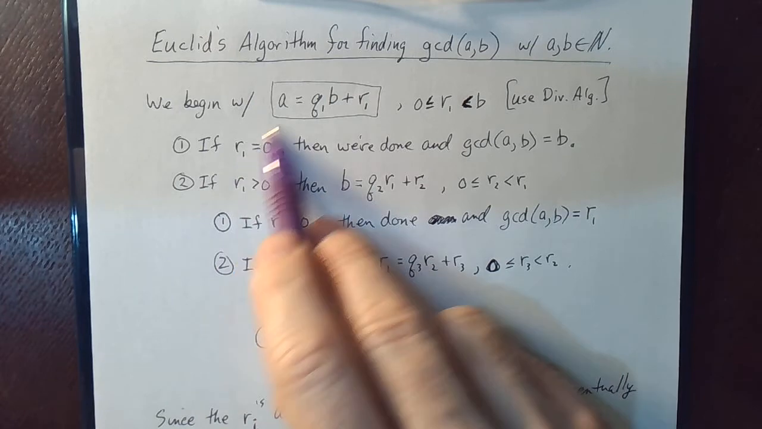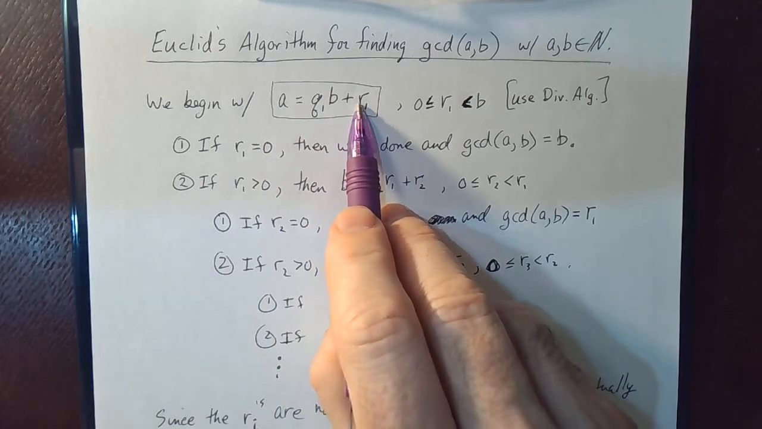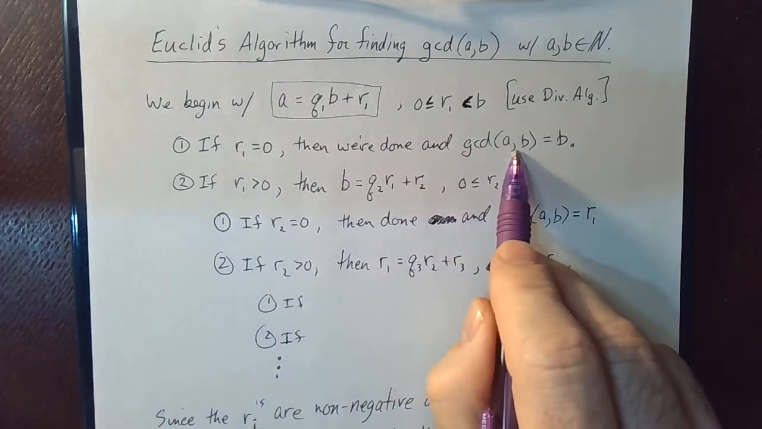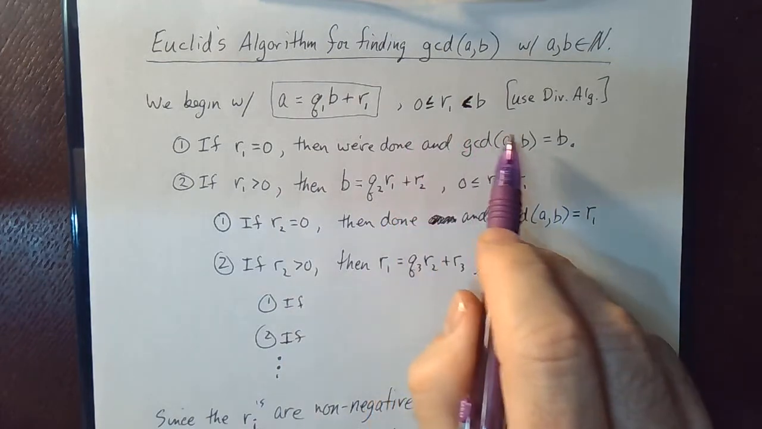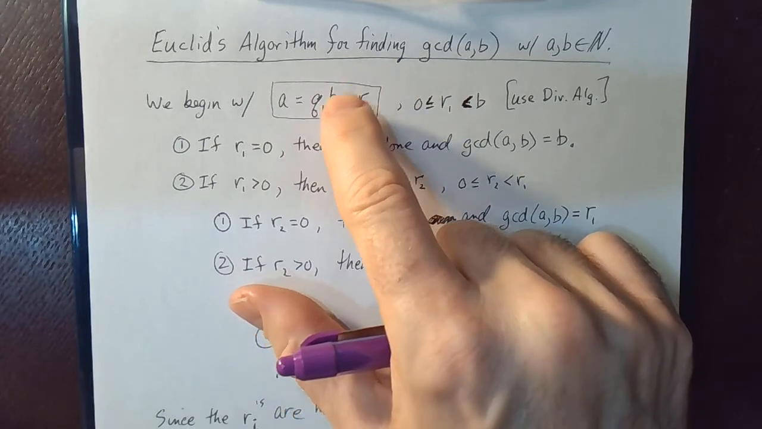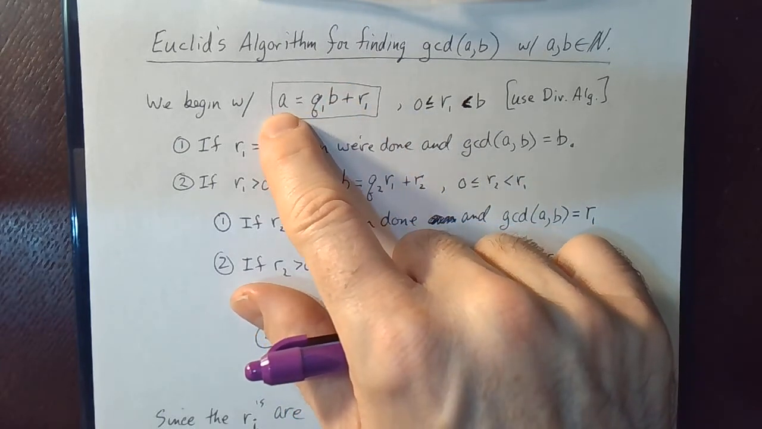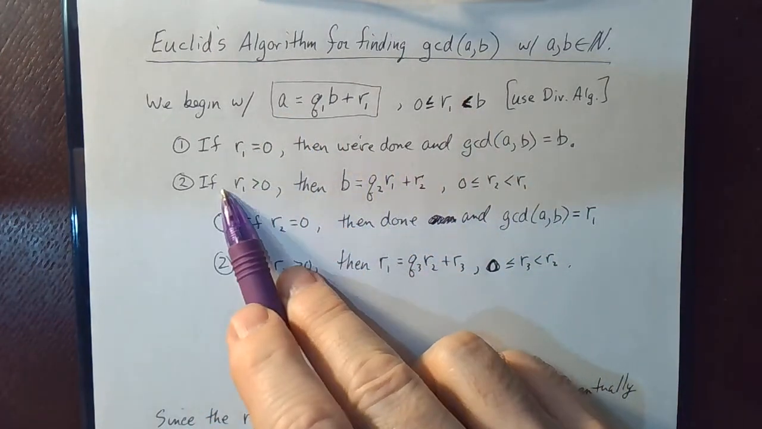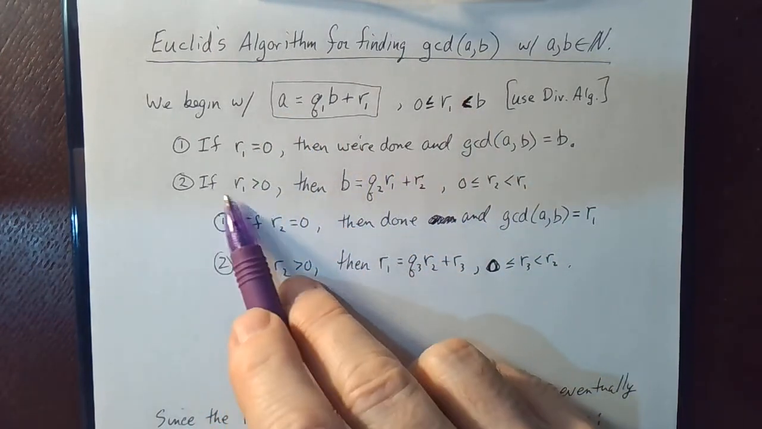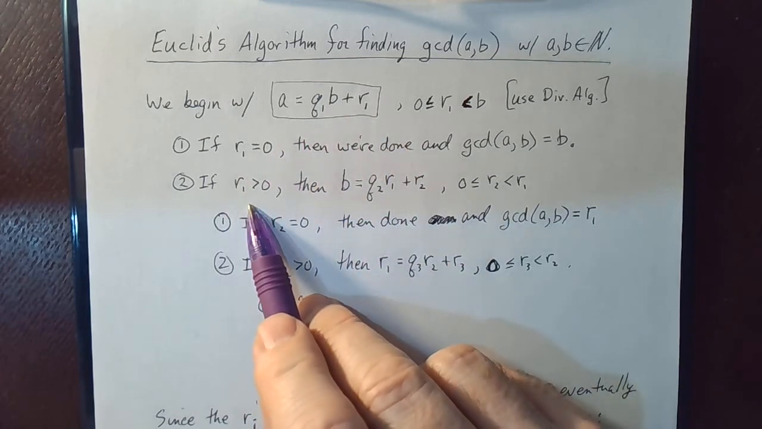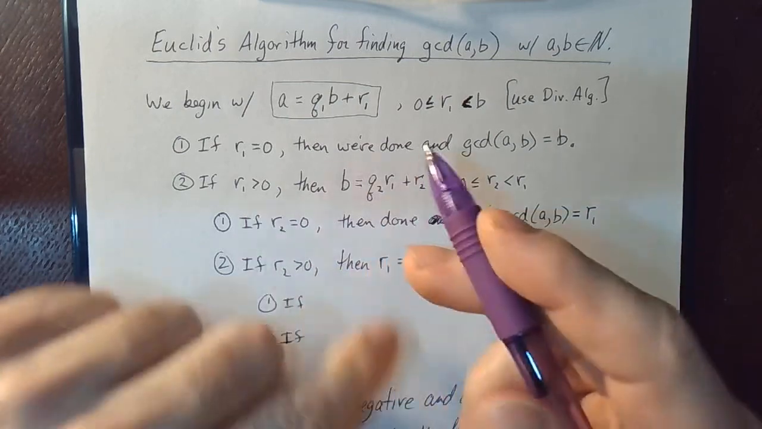Well, if it turns out that r1 is 0, there is no remainder, well then we're done. The greatest common divisor of a and b would simply be b. If that remainder is 0, that means b goes evenly into a. All right, so otherwise, we'd have this case. The remainder is greater than 0, and we're just going to repeat the process.